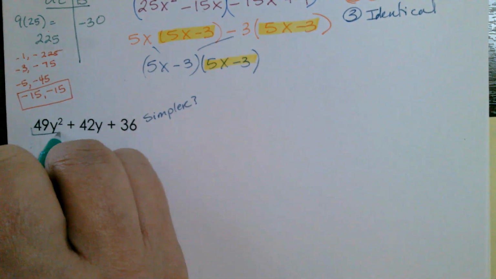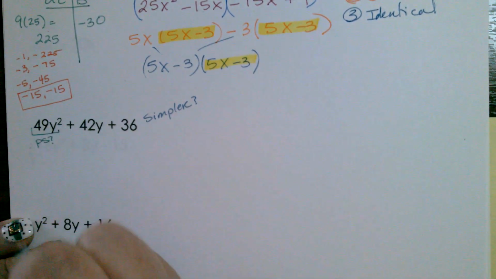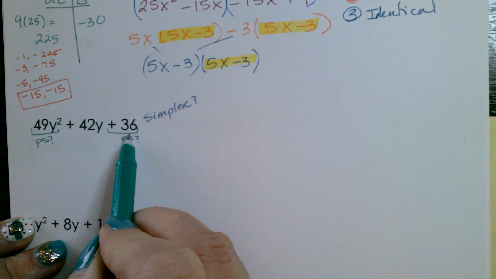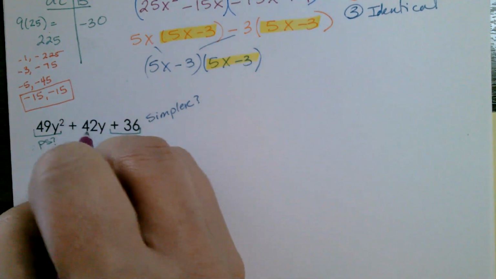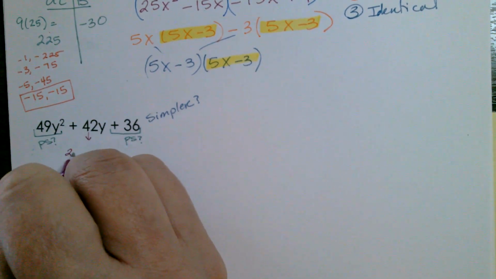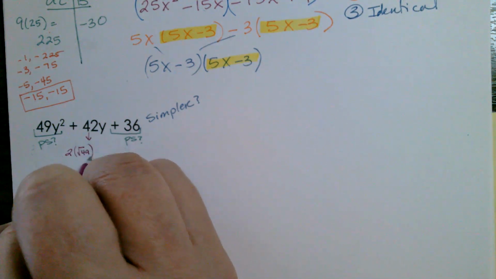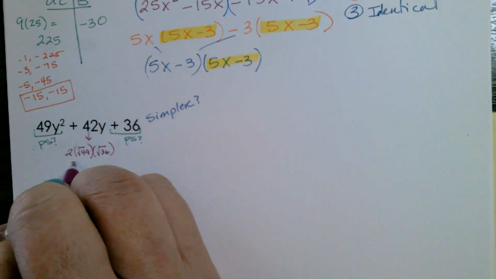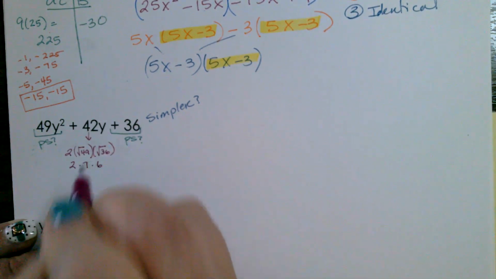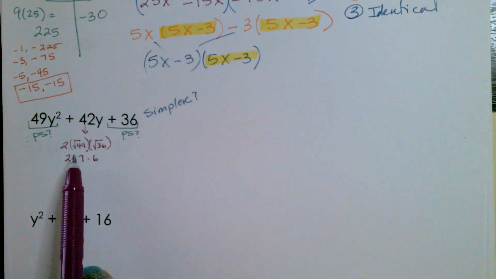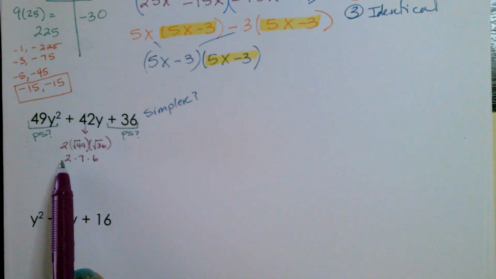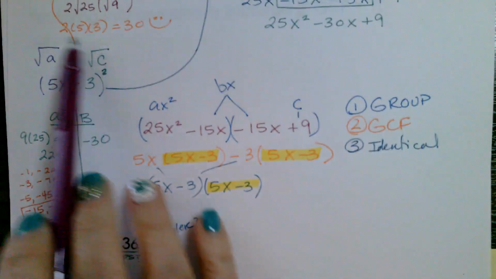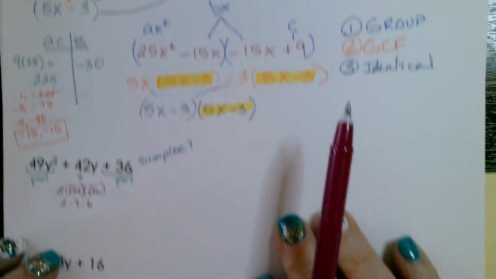Then I might decide to give it a test. Is this a perfect square? Yep. Is this a perfect square? Yep. Well, now I'll run it through this test. Is 42 2 times the square root of 49 times the square root of 36? So is that 2 times 7 times 6? Oh, by no means. 7 times 6 is 42, but when I double that, it doesn't stay 42. That means doing this little thing up here would not work.